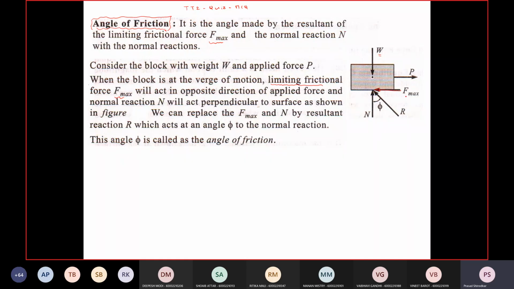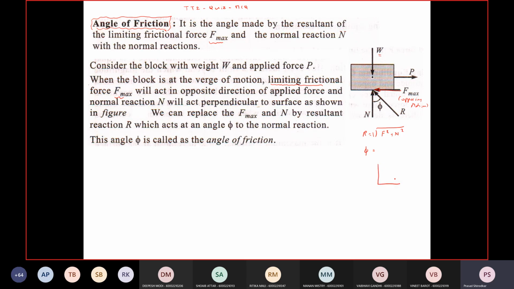The frictional force always has a tendency to oppose the motion. Okay, so F max is opposing motion or the tendency of the object to move. So we can replace F max and N by a resultant reaction R. R is in fact the resultant of F and N, so it is the square root of F square plus N square. And phi is the angle of friction that the resultant makes with the normal reaction.